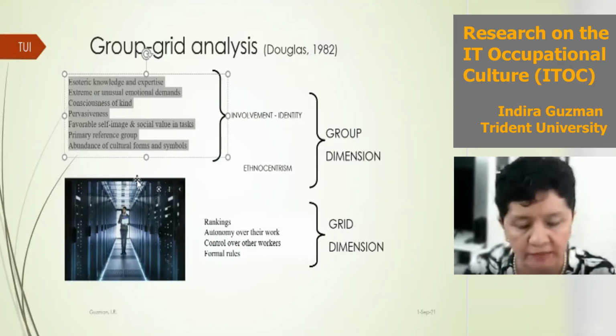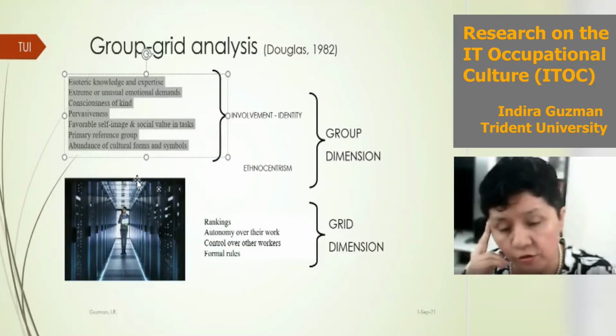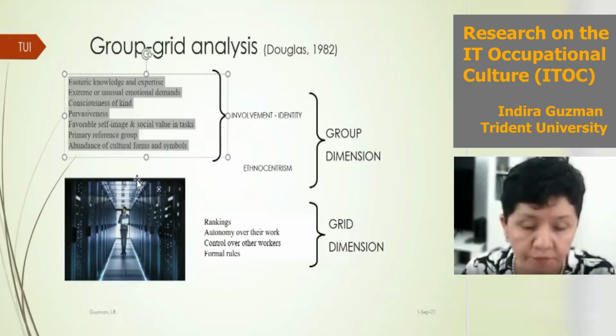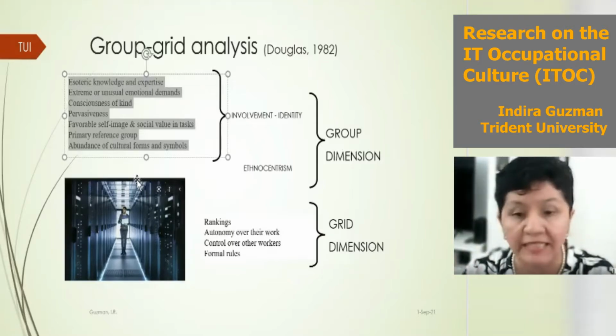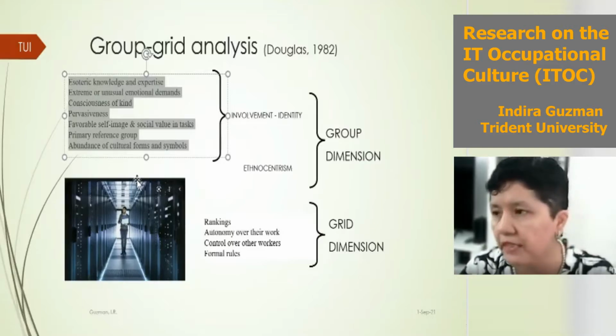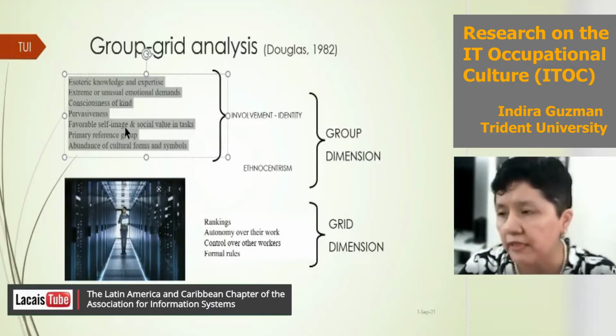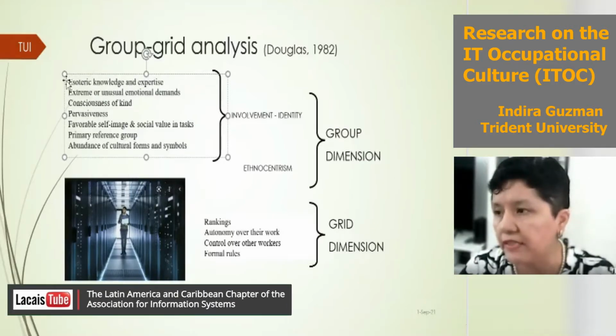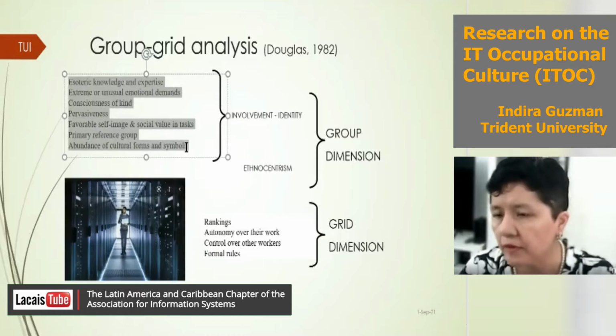And so there are studies. When I looked into this, there was literature about police and nurses, but that's it. I didn't find anything else about other occupational cultures. And again, the framework identifies these 8 components of the group dimension.